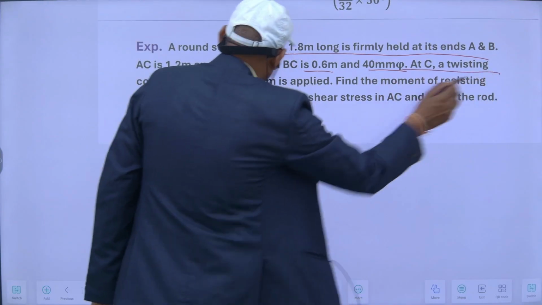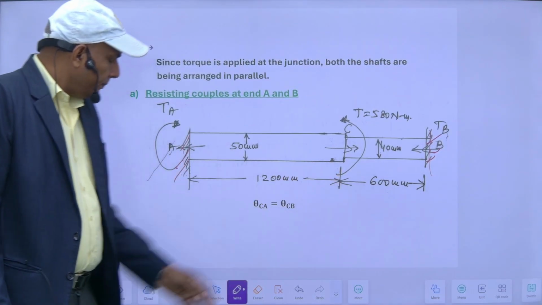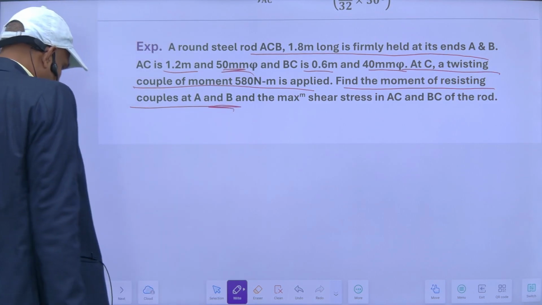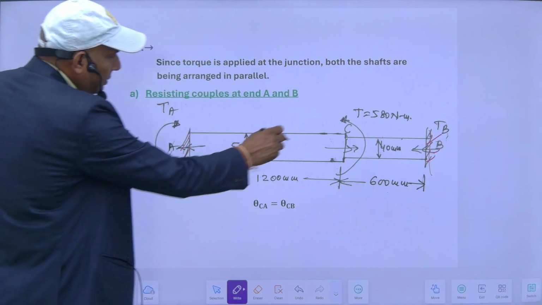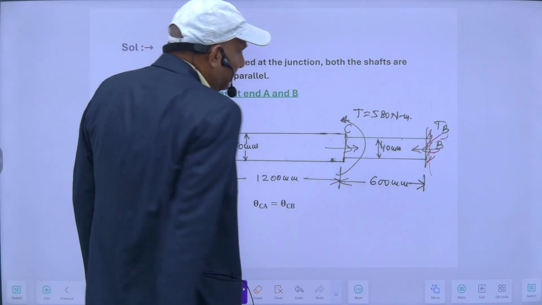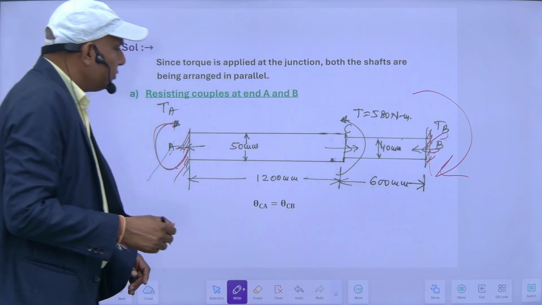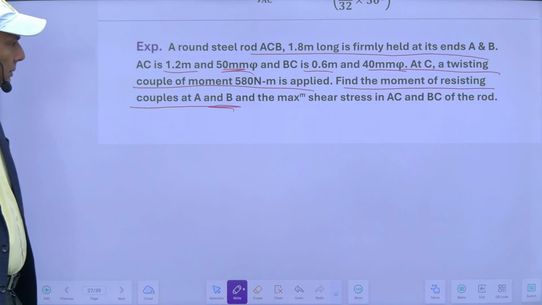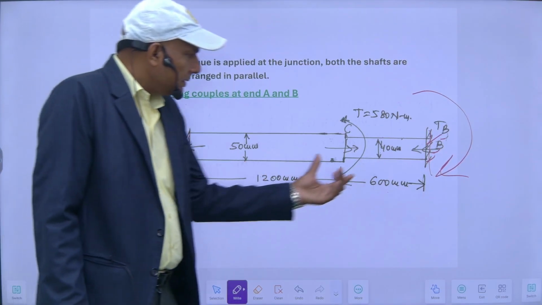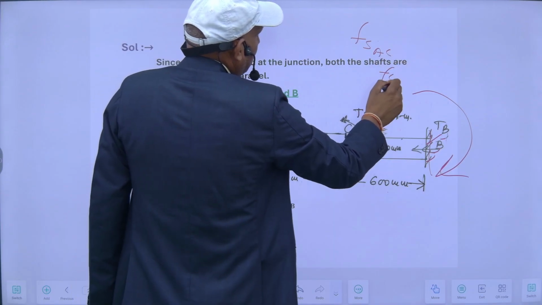A twisting couple of moment 580 Newton meter is applied at the junction here. Find the moment of resisting couples at TA and TB. So this is TA. Because of this, there will be a resisting couple, resisting torque, here. Suppose this is TA and this is TB. So TA and TB need to be calculated, and the maximum shear stress in AC and BC of the rod. So maximum shear stress in this portion and this portion, meaning Fs of the AC portion and Fs of the CB portion.